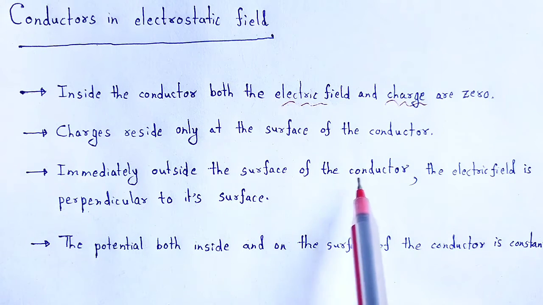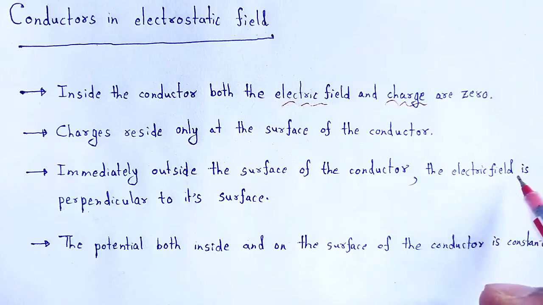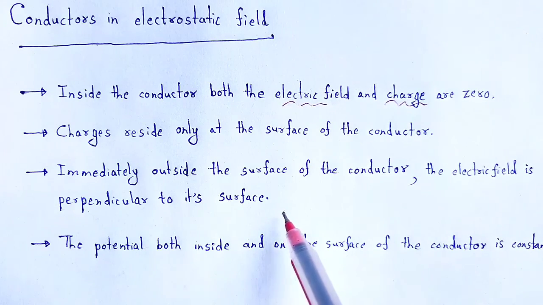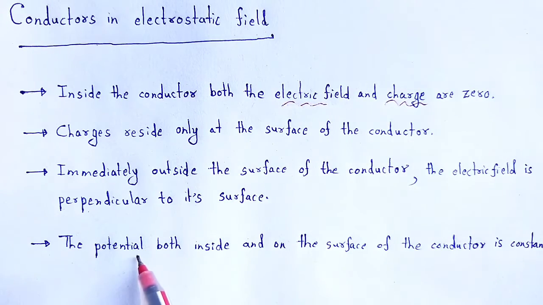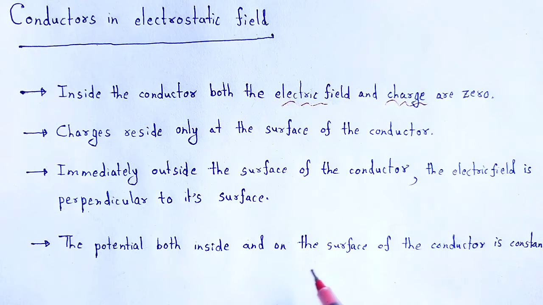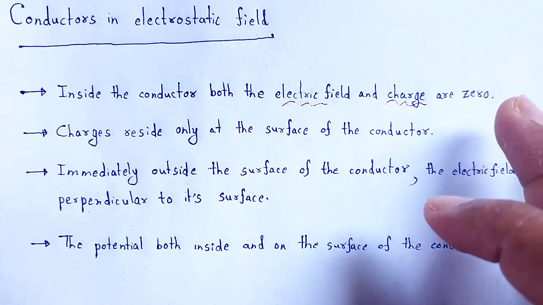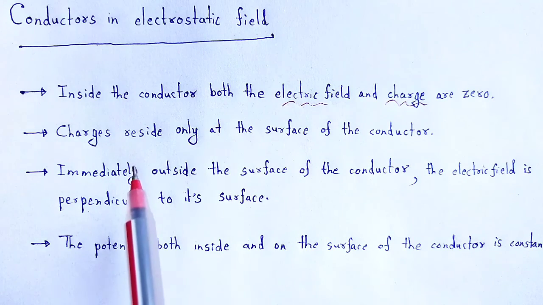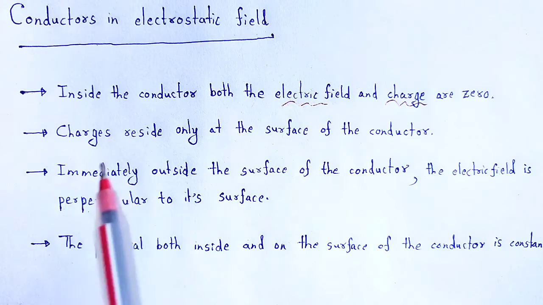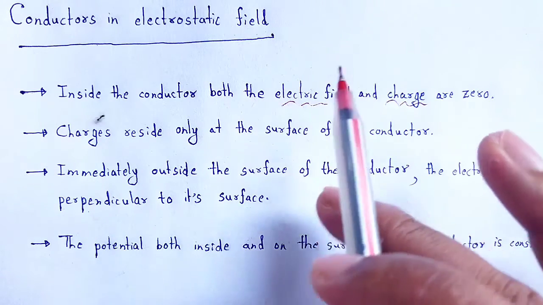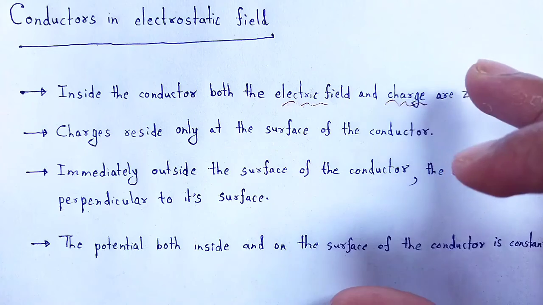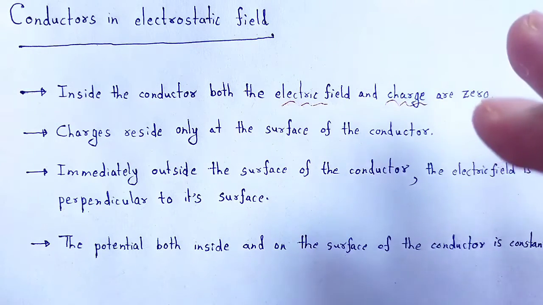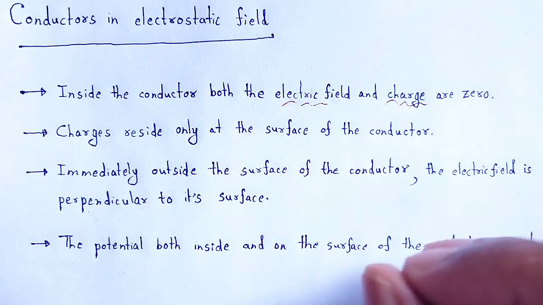Immediately outside the surface of the conductor, the electric field is perpendicular to its surface, and the potential on both sides of the surface and inside of that conductor is constant. These points happen when a conductor is placed in an electrostatic field. Now let's take an explanation of all these points.